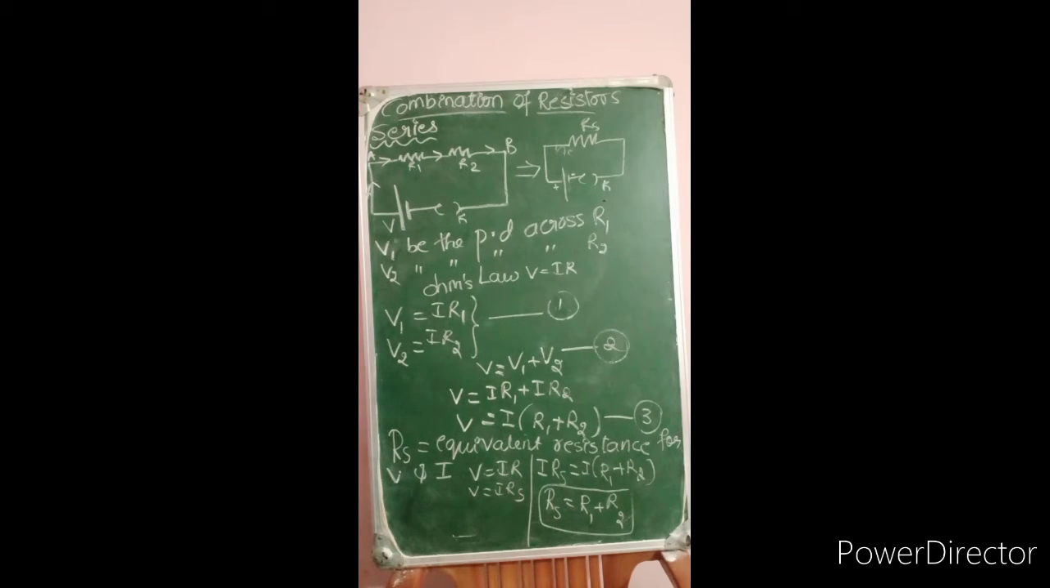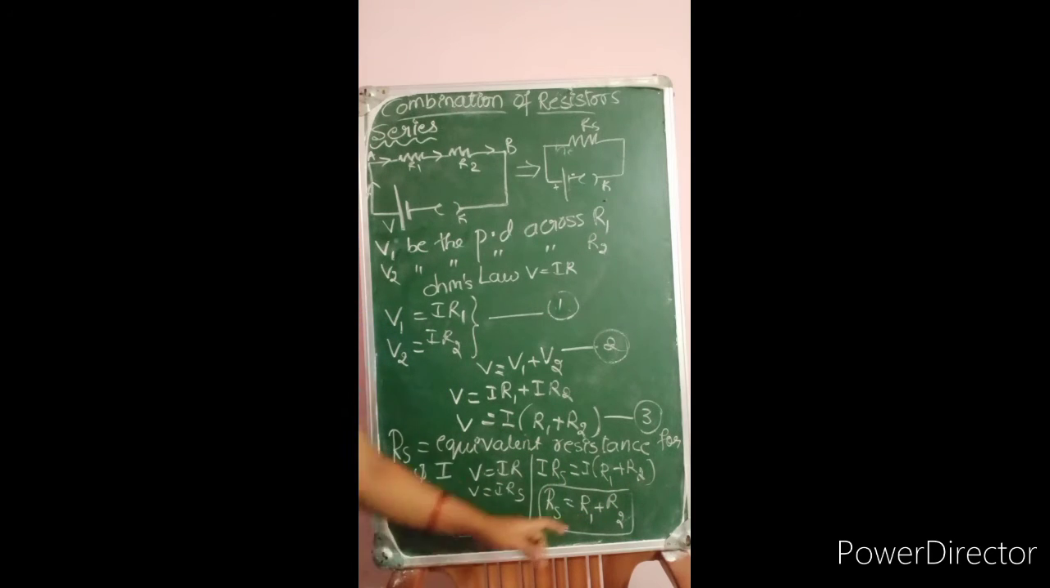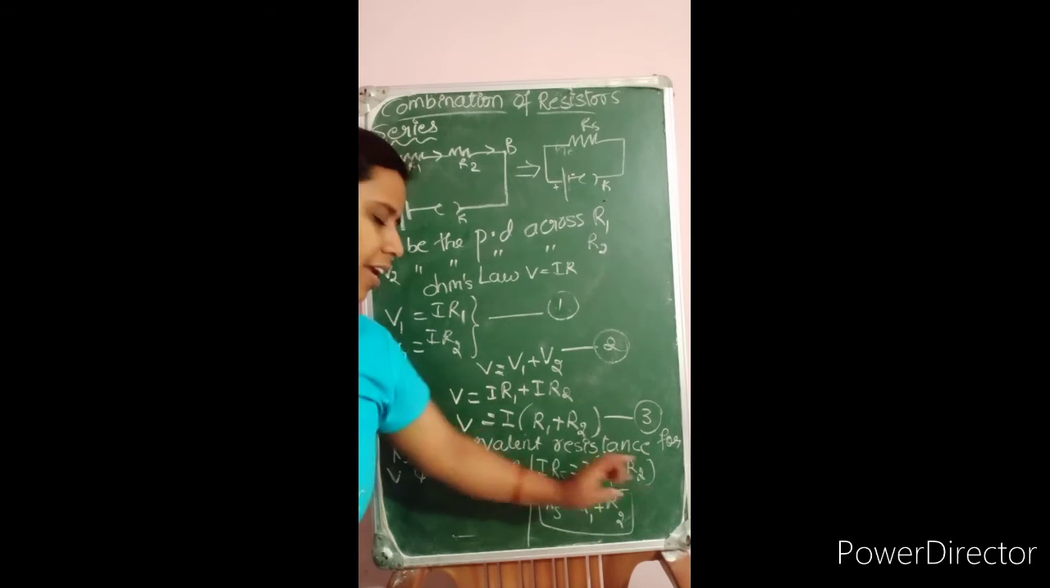What is effective resistance? Effective resistance is nothing but the sum of the individual resistances, that is R1 plus R2 plus R3 and so on.